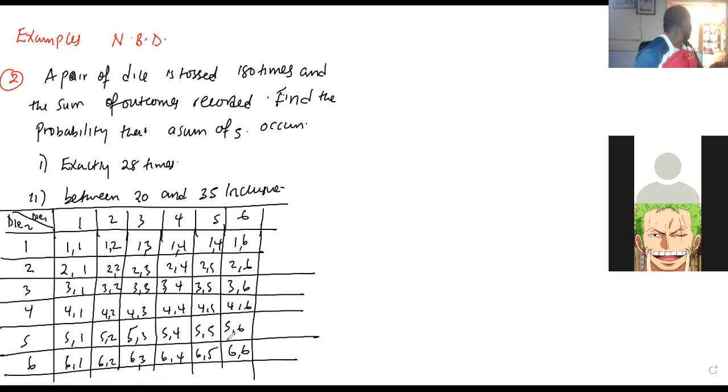I used to have my die around. I don't know where it is. I would have showed you these illustrations. Anyway, those are the possible outcomes.